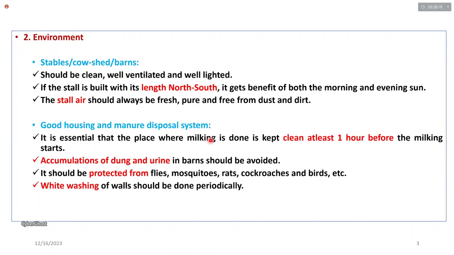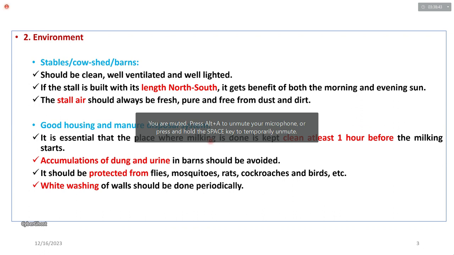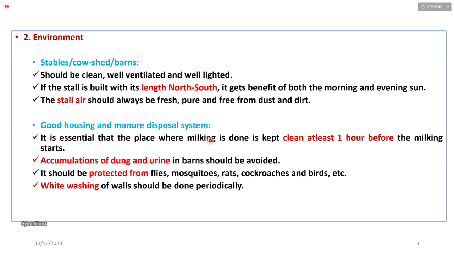And the environment should be very clean, right? Well ventilated. That's why I was discussing the type of houses that we require and what factors we consider when we are developing or constructing a housing system. Well ventilated, light should be there, right? And the direction. The floor that we construct should not accumulate dung, or whatever manure is created from these animals, right?